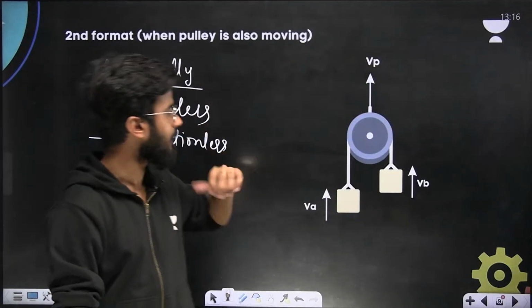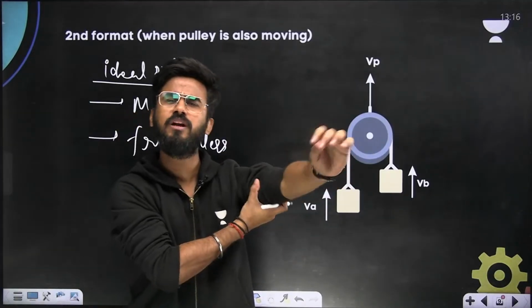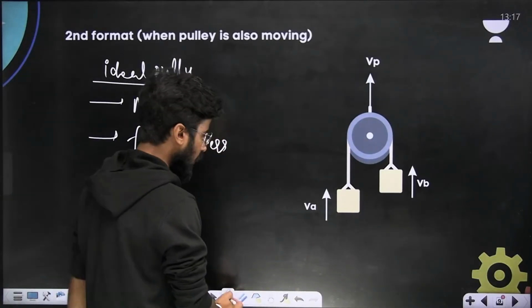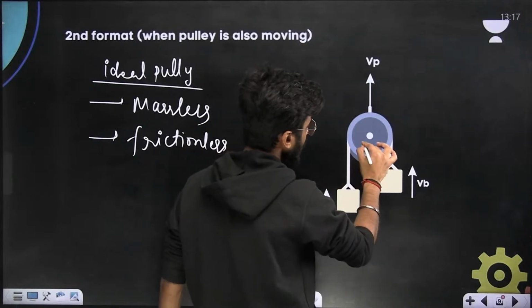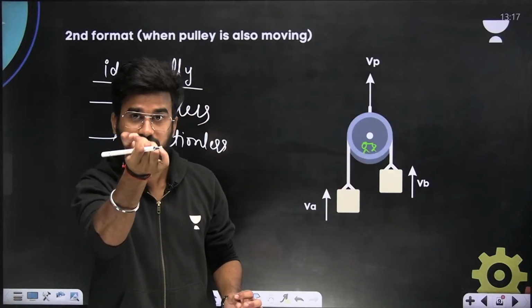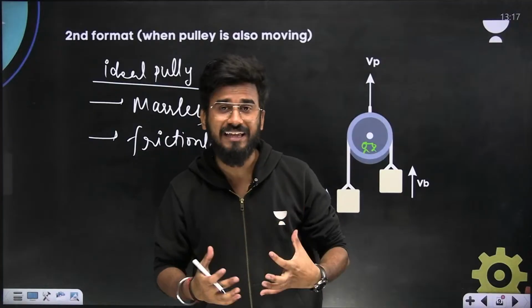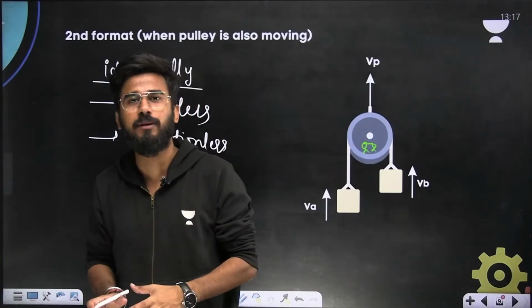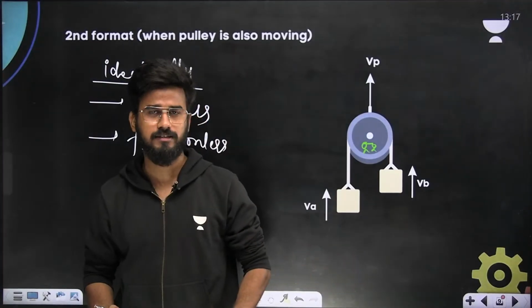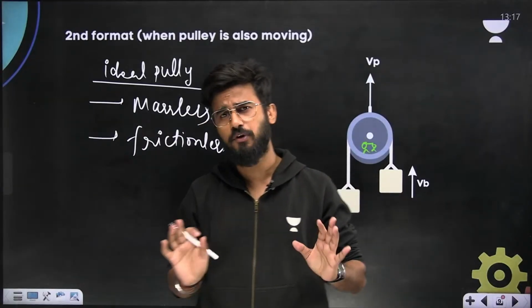Got it? Okay. Now, there are a lot of methods. First of all, I'm applying a simple method to find the relation between the velocity of the pulley and the blocks. Suppose that you are an ant, a small ant, and you are sitting on the pulley. Then the pulley will be at rest for you, because you are sitting on it. Like on our earth, we are sitting on earth, that's why earth is at rest for us. So this particular pulley is at rest for that particular ant.